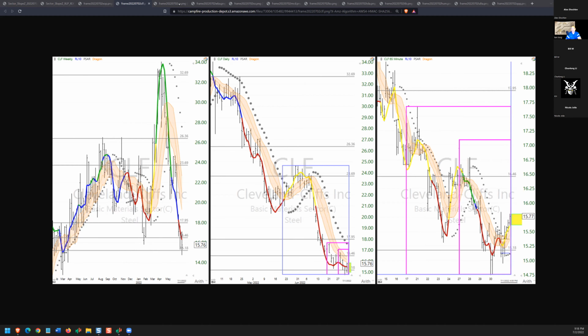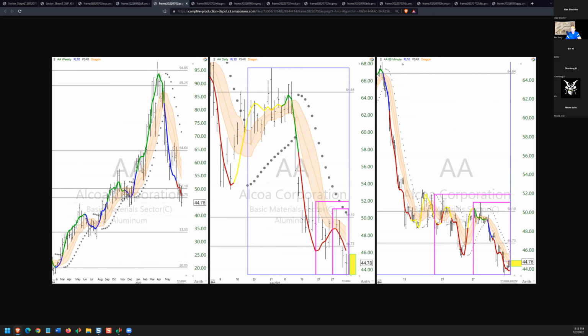So Cliff is very interesting. Compounded critical state. Alcoa, also a metal. We could be talking about the same symbol, couldn't we? Yeah, only Cliff moves farther and faster because it's a smaller cap. Alcoa gets all the press.